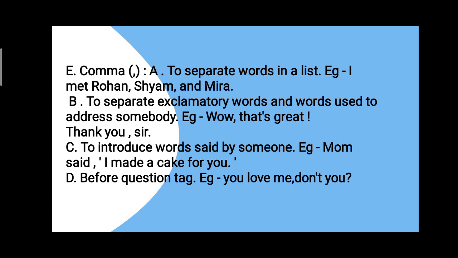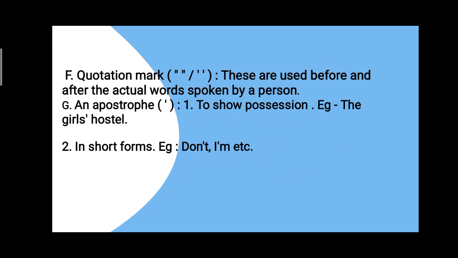Here itself you can see, these are the exact words: "I made a cake for you." So these exact words are put inside inverted commas at the beginning and at the end. Okay, so this is the use of quotation marks. We use them to highlight the exact words said by a person.